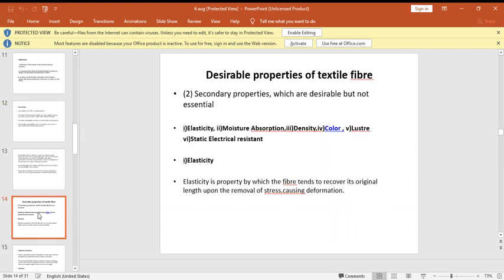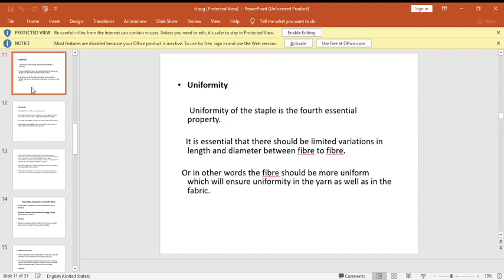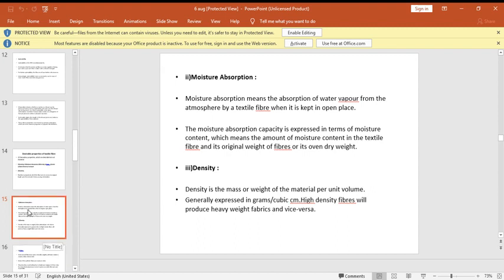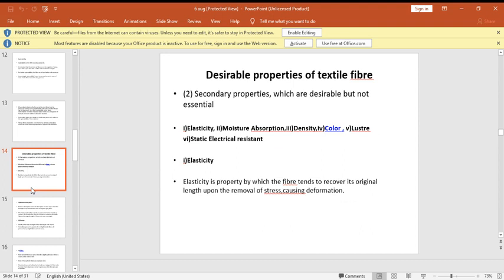Now we are going to see desirable properties of textile fiber. Desirable properties are also called secondary properties. So in this we have elasticity, moisture absorption, density, color, luster, static electrical resistance. So these are all desirable properties. So once again, desirable properties of textile fibers are elasticity, moisture absorption, density, color, luster, static electrical resistance.